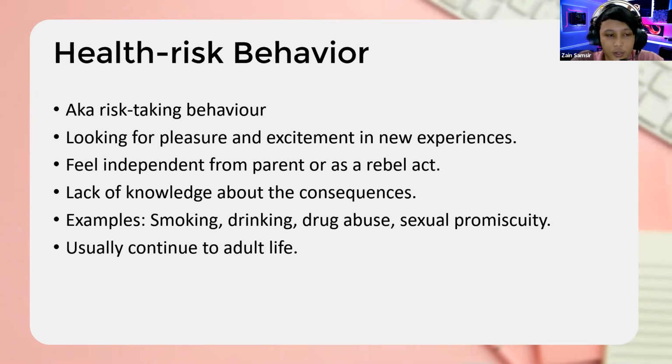Adolescents also tend to have a lack of knowledge about the consequences of health risk behavior. For example, health risk behaviors are smoking, alcohol drinking, drug abuse, as well as sexual promiscuity. This is usually what we ask in the social history, right? Next, this health risk behavior usually continues into adult life, unfortunately.